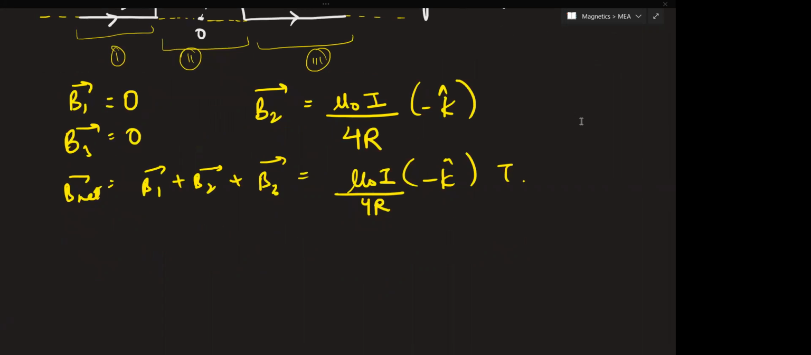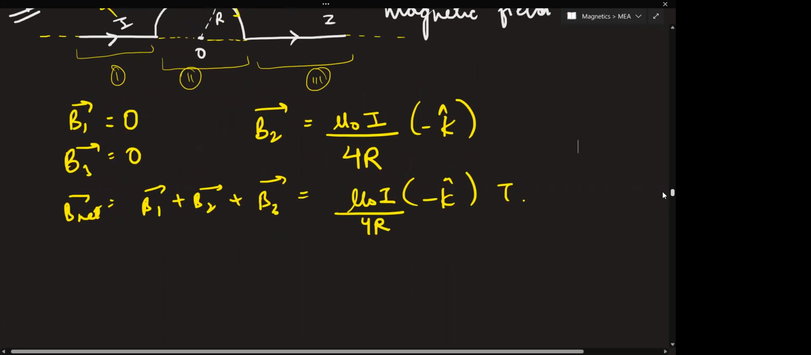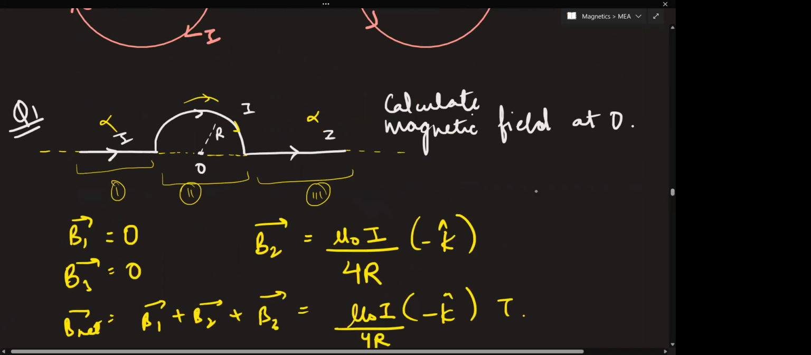And whenever you see combinations which you have not seen, like a wire in this form which you have never studied, break it into parts which you are able to identify, like the first part, then this semicircular part, then this third part, like this.